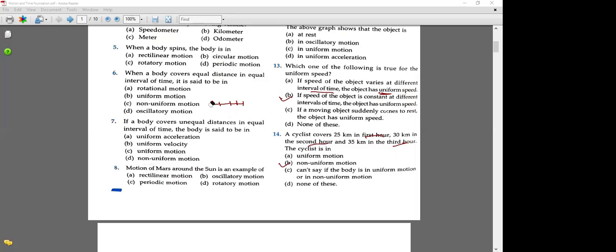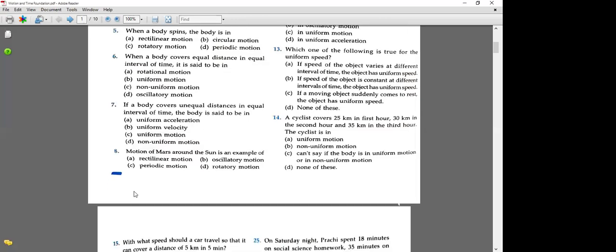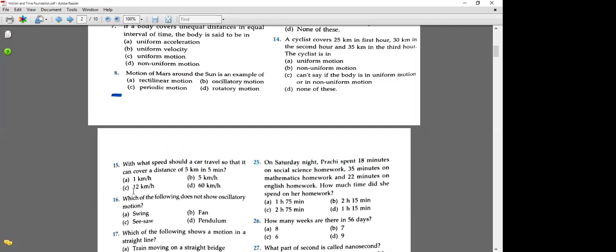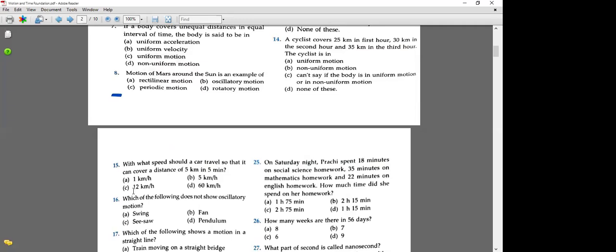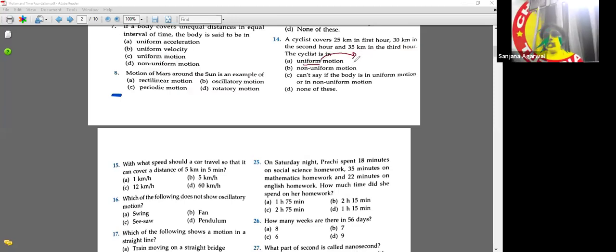How is it B? The time intervals are equal and it's 5 kilometers, so how is it non-uniform? The cyclist covers first 25, then, see, the distance covered is different. If the distance covered would be the same, then we would call this uniform. Ma'am, but first 25 and then 30, the difference is 5 kilometers. Then again it's 35, another 5 kilometers. So it is equal, right? The change is equal. Speed is not equal.